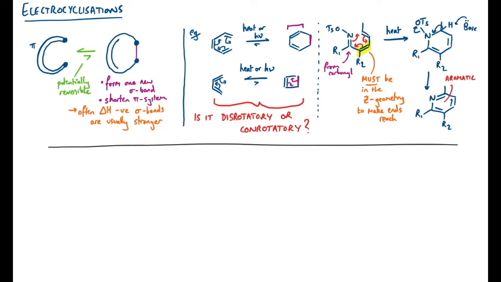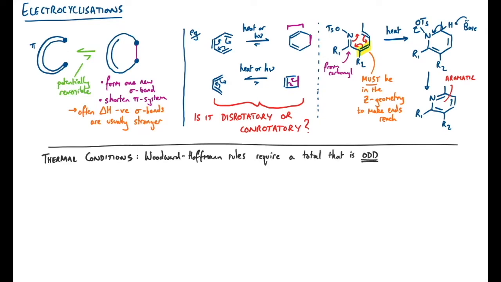So I'm going to use an example under thermal conditions, and I'll note that the Woodward-Hoffmann rules require a total that is odd. And we'll see the consequences of that on some stereochemistry. I'm just going to use an example of a substituted hexatriene, and I'm just going to draw it at a sort of slightly side-on perspective.